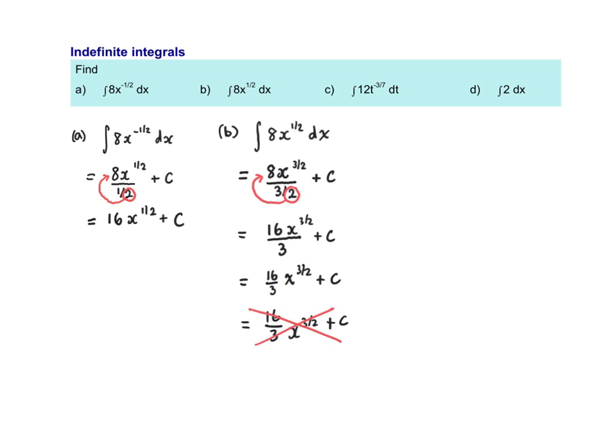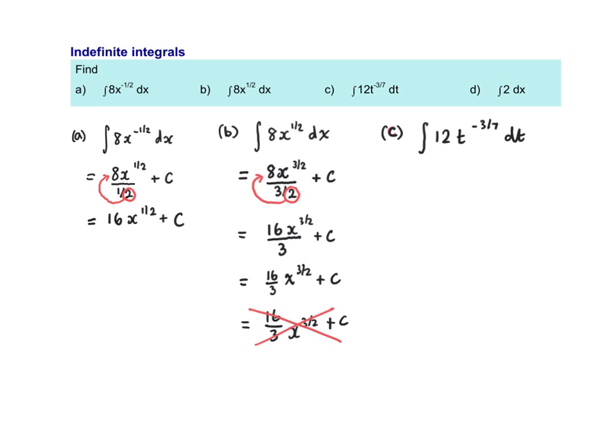And of course I could have taken it further and changed the fractional index to something with a root involved in it. Look at example C. So this time we've got some subtle differences going on here to think about. The first thing I'd point out is the different letter that's involved. We are integrating 12t to the power of minus 3/7 with respect to t.